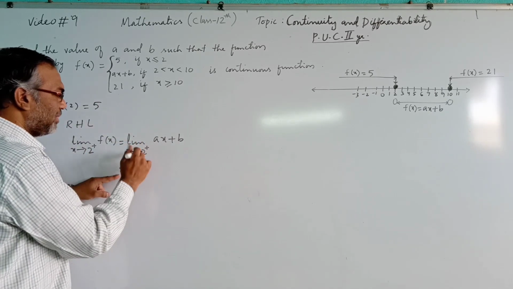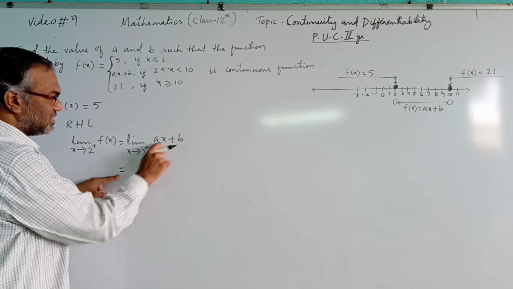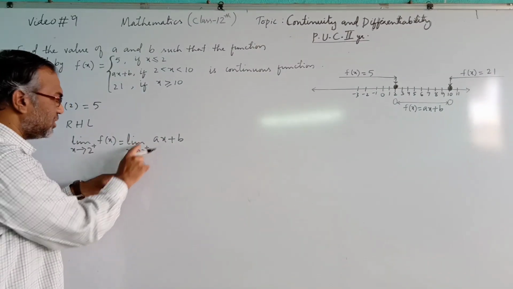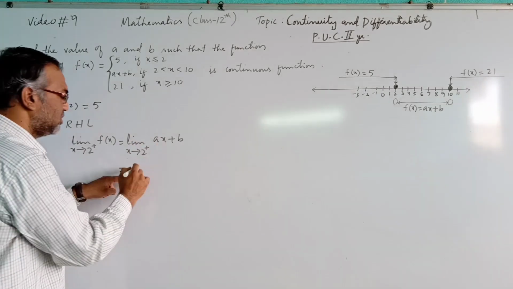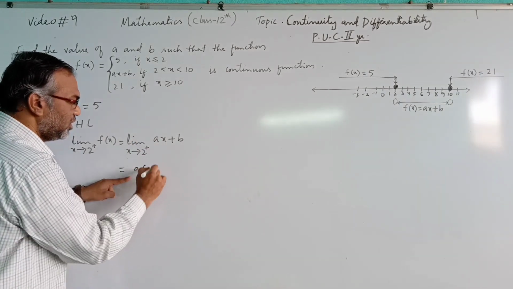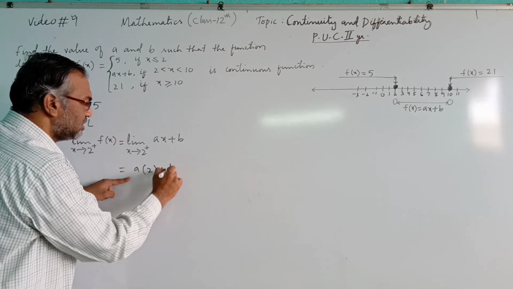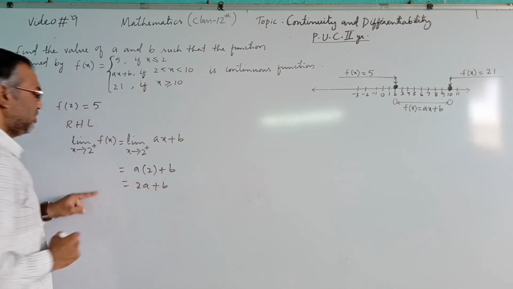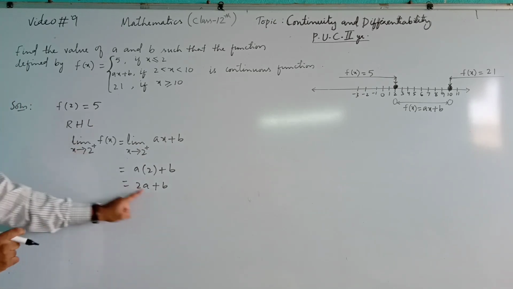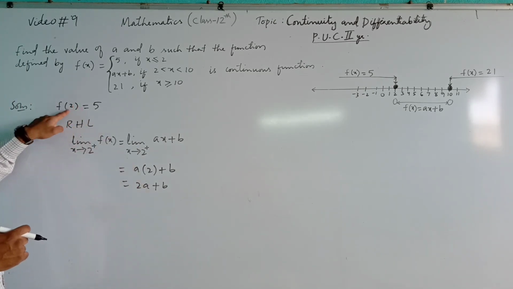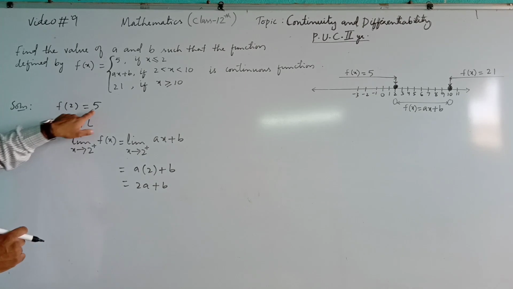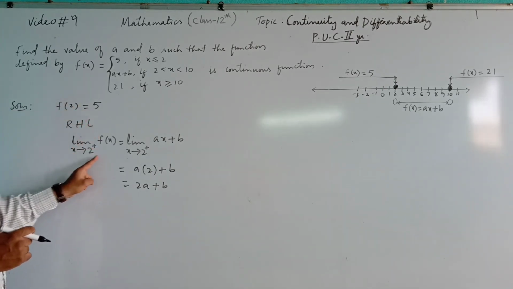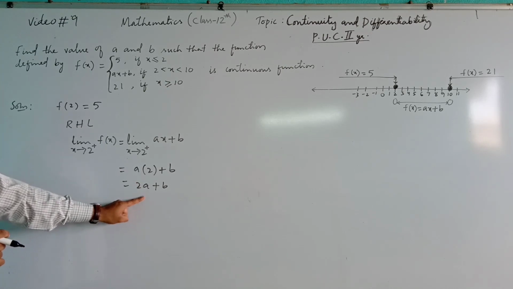Okay, so we replace x by 2. Apply the limit. No need to write the limit when you apply it. So it becomes a into 2 plus b, so that becomes 2a plus b. We got RHL 2a plus b. At x is equal to 2, the given function is equal to 5, and as x approaches 2 from the right, it is equal to 2a plus b.